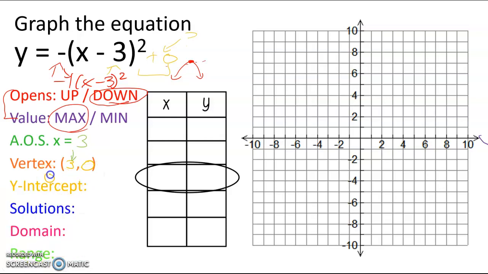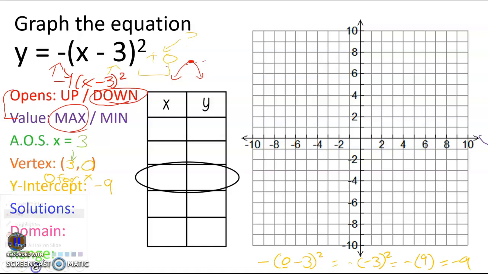Y-intercept, plug in 0 for x, go over down here. I'm just going to plug in a 0 right here for x, so it's going to be 0 minus 3 squared equals, I got a negative out front, negative 3 squared. Let's see, square the negative 3, that turns into a positive 9. Negative outside makes it a negative 9. So I get a negative 9 as a y-intercept.